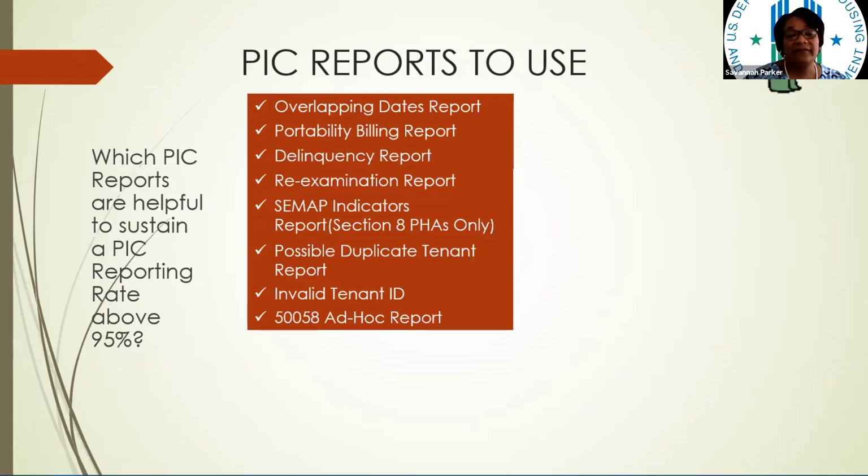The 50058 ad hoc report. This is an interesting report if you want to run some demographic information about your housing authority. And the HA query report is another important one that you would use to look up a tenant by Social Security number, to see if they live somewhere else besides your housing authority, if their Social Security number comes up somewhere else. This is one report that you can use.